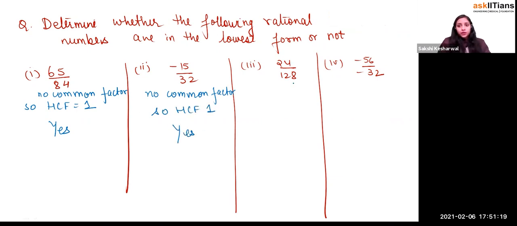Now 24 divided by 128, I myself can see this is divisible by 2. So it has many common factors, right? So yes, common factor.